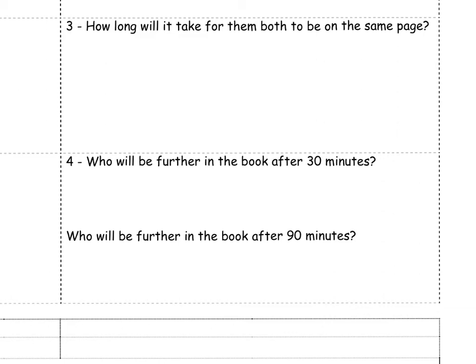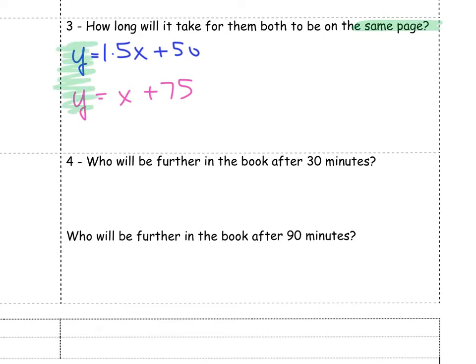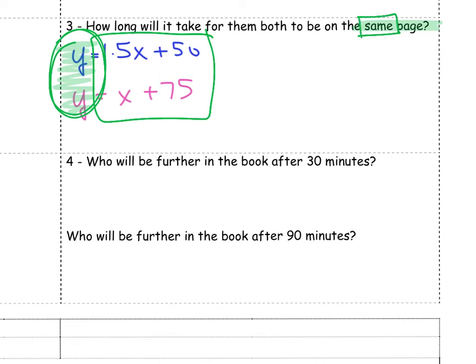I know Miss Morose's equation is y equals 1.5x plus 50. I know Miss Kennel's equation that she reads is y equals x plus 75. Now what I want is for them to be on the same page. Y is my page value. If they're going to be on the same page, these are going to be the same number. And if y is the same number, that means that these two equations have to be the same, and if they're the same, they can be set equal to each other.